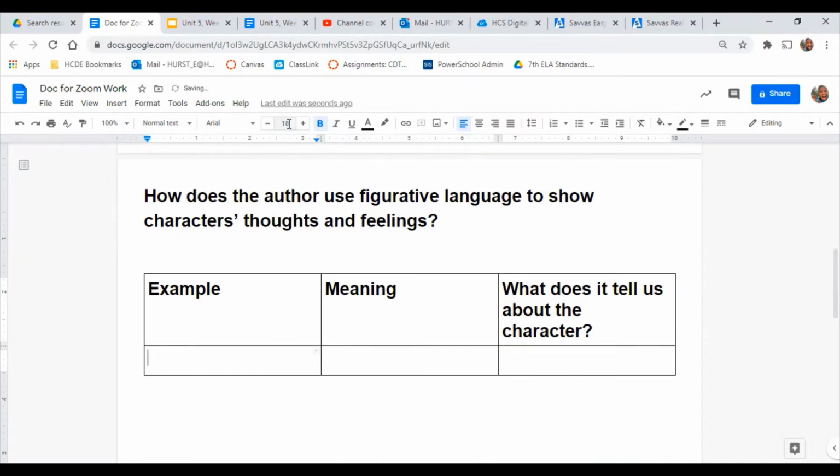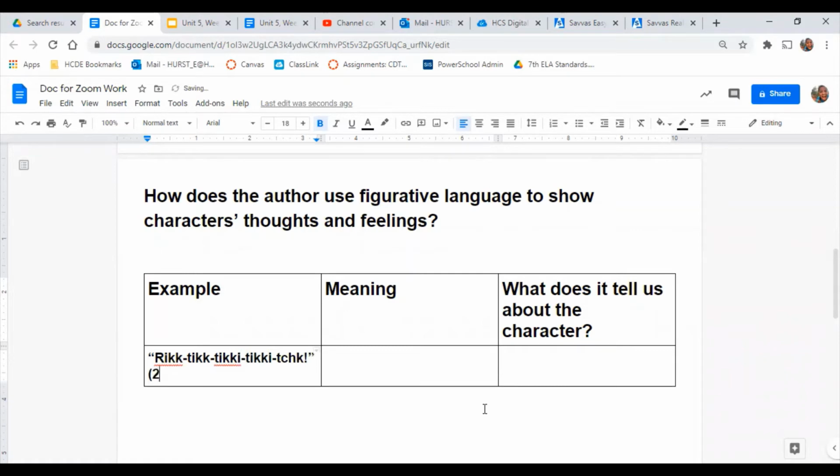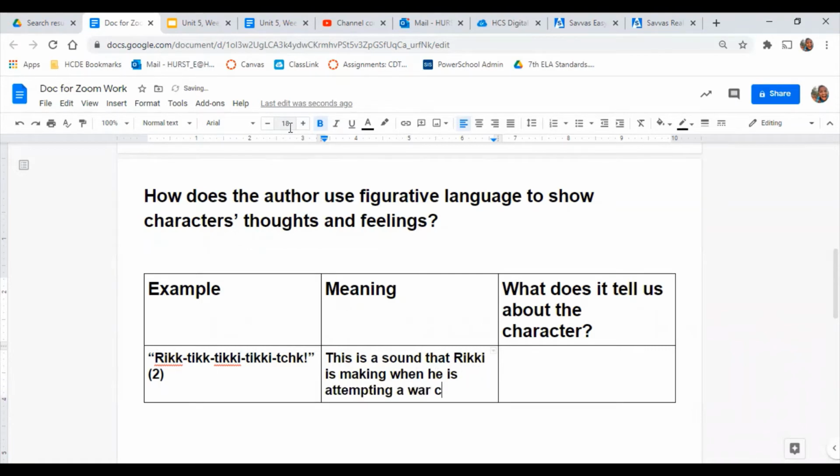In paragraph 2, Rikki Tikki Tavi says, "Rikk-tikk-tikki-tikki." This is in paragraph 2. So I had to think, what is the meaning of this? Why did the author include this? This is a sound that Rikki is making when he is attempting a war cry, right? He's about to attack. That's the sound he makes.